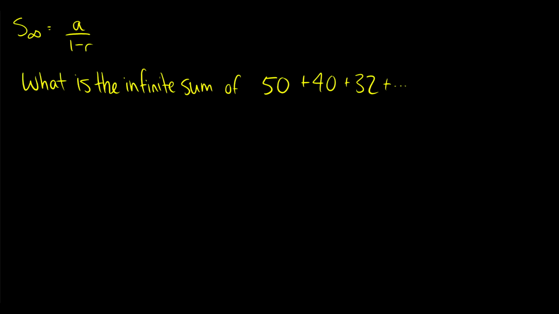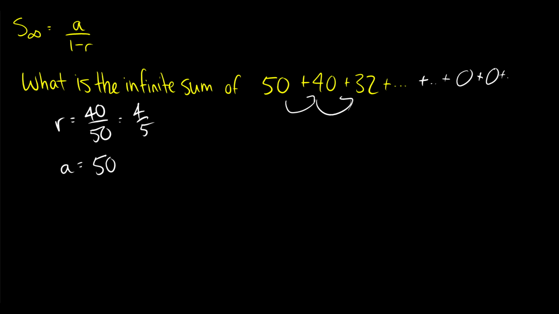And I'll show you something here. What is the infinite sum of 50 plus 40 plus 32, so on and so forth? So to find r, we take our second number, divide it by the first, and we get 4/5. Our a is going to be the first number, which is 50. And we can see here that the numbers are getting smaller as we go on. So if this goes on forever, eventually we're going to be adding really small numbers, like plus 0 and plus 0, and they're not going to make a difference. So clearly we should get some finite number.